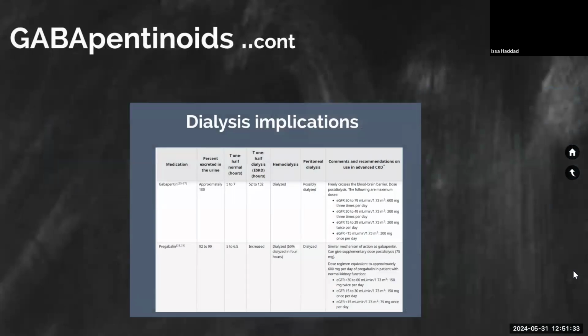This is actually a table I just pulled from UpToDate, which basically compares gabapentin and pregabalin. What we know is that it's excreted in the urine almost entirely, gabapentin almost 100%, and 92 to 99% in pregabalin. And hemodialysis, we know that both are dialyzed. However, pregabalin, they expect that it's like 50% dialyzable in 4 hours, and if you extend it more, it will be dialyzed more. But more of the gabapentin is dialyzed. And they don't really know if it's dialyzed in peritoneal dialysis. No studies have been done on gabapentin in PD patients, and it's dialyzed in pregabalin.